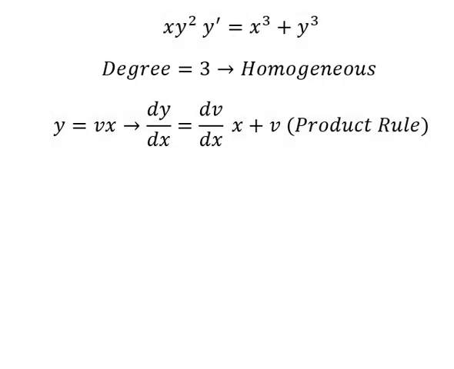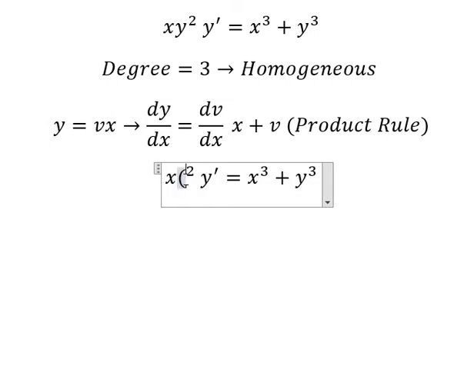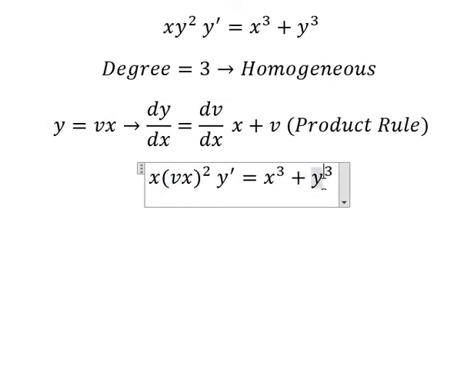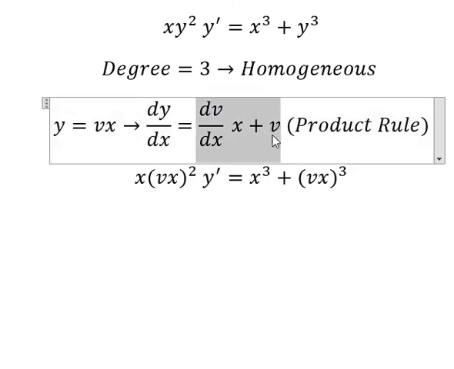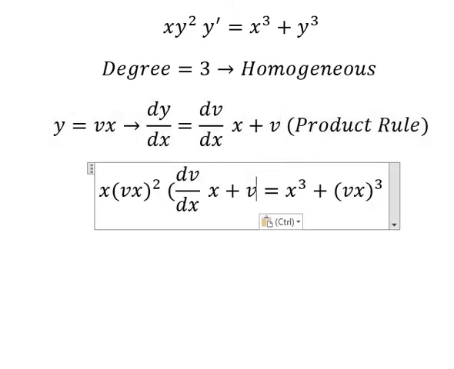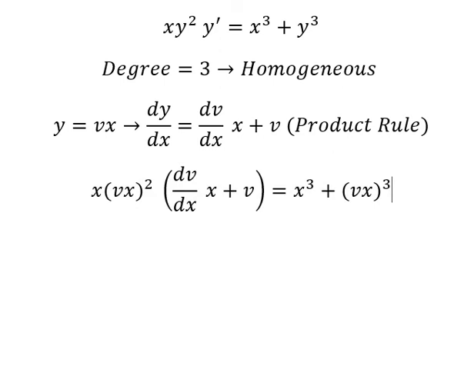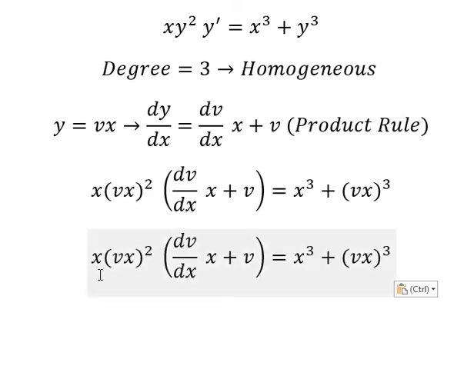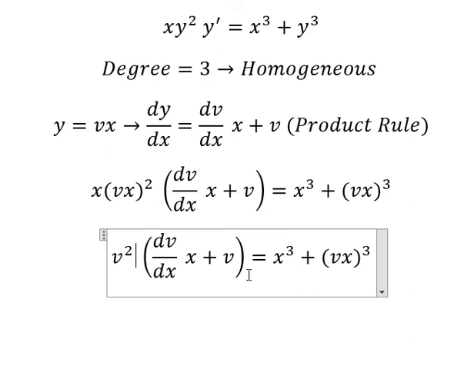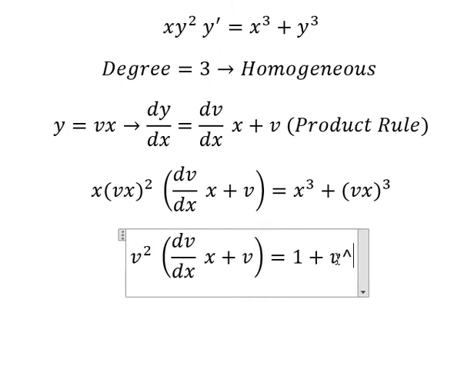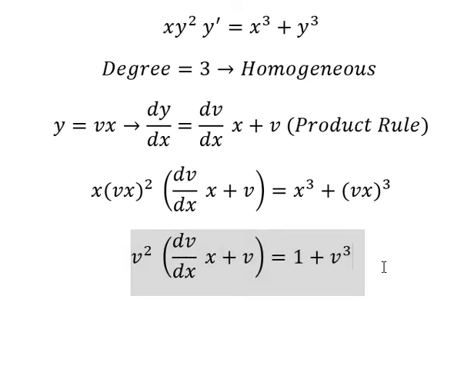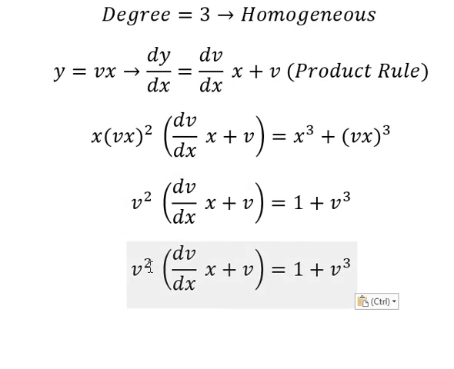Now y we change by vx. This one we change by this one. Next, we simplify x to the power of 3 for both sides, and we have v squared, number 1, and v to the power of 3. Next, we divide both sides by v squared.